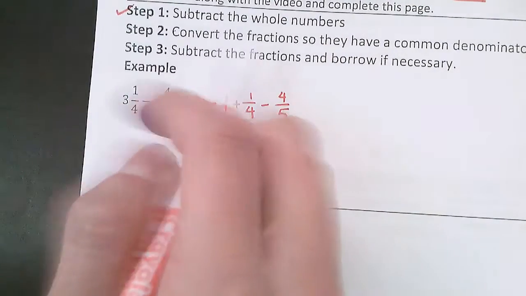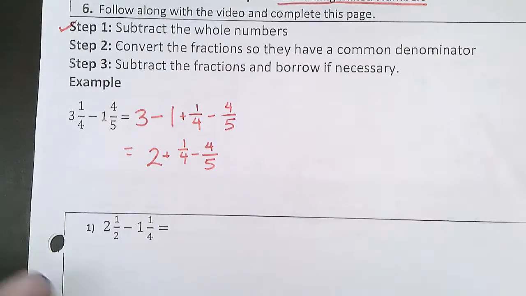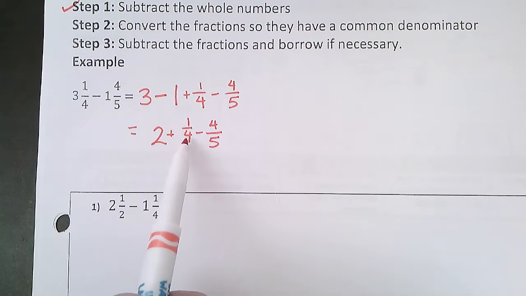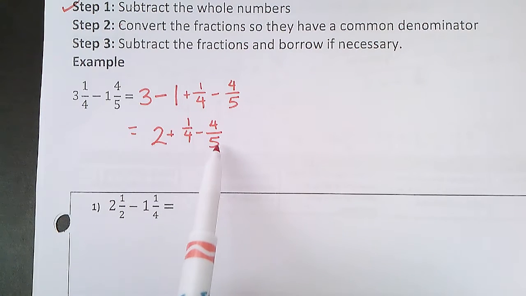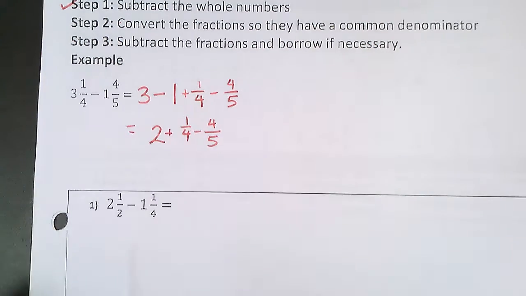That's step number 1. Step number 2, convert the fractions so they have a common denominator. Remember, any time that we're adding or subtracting fractions, we want to make sure that the denominators are the same. In this case, the denominator here is 4, and the denominator here is 5. So we're going to have to change these fractions.